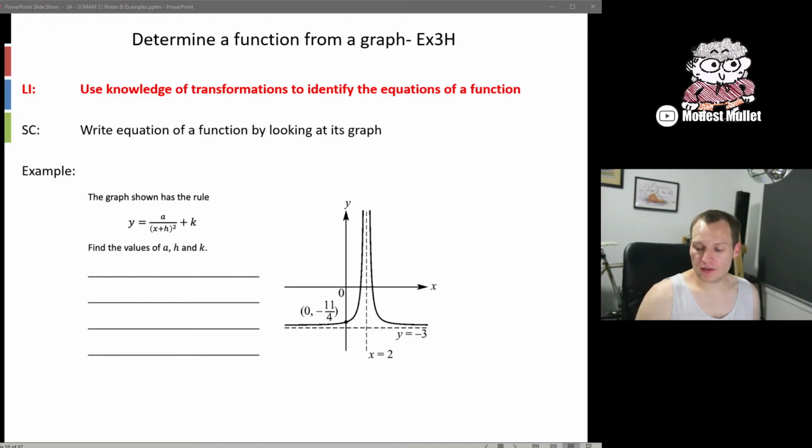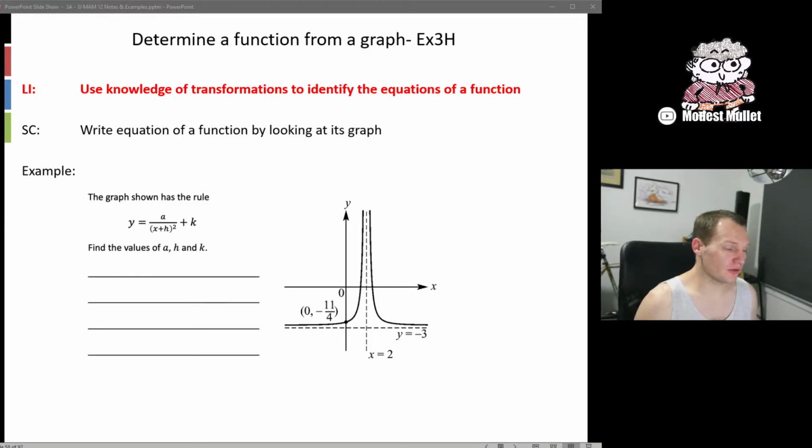Hello everyone, as we continue on our journey through the Year 12 Maths Methods course, we're continuing on with transformations, or our knowledge of transformations, as we look at how to determine a function from a graph, or from key information.